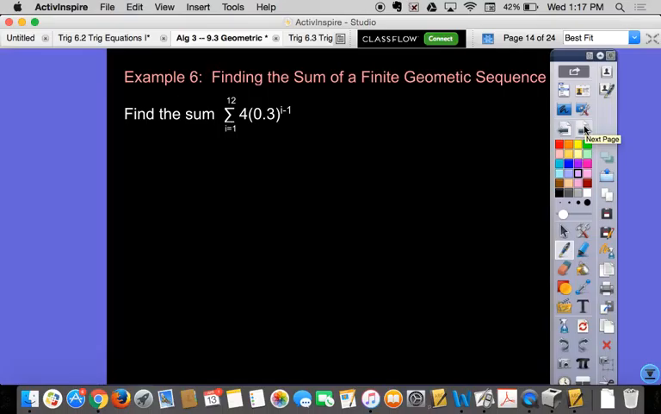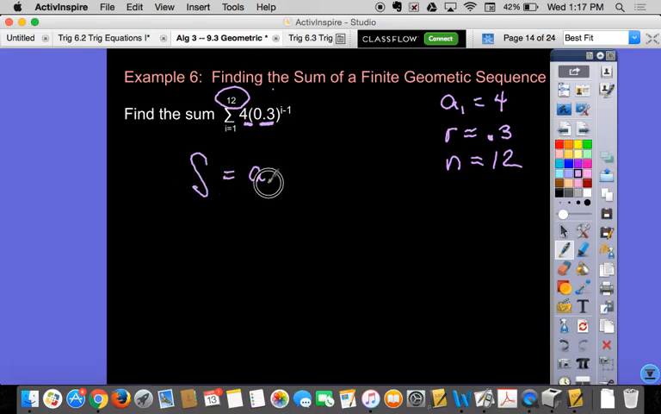So here's our first problem. It says find this sum. If you just look at this, let's list out what we have. A sub 1, remember, lives right here, that's 4. r, same place it's always been, 0.3. And then n, there it is, up top, 12. So as long as you have it written in this notation, n's not a problem. Now we just need to use our lovely little formula. S is equal to a sub 1 times 1 minus r to the n, over 1 minus r.